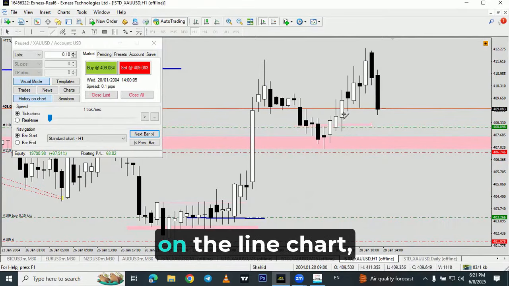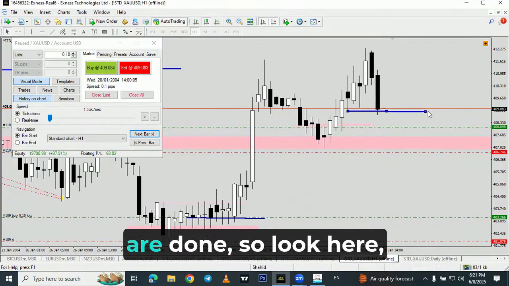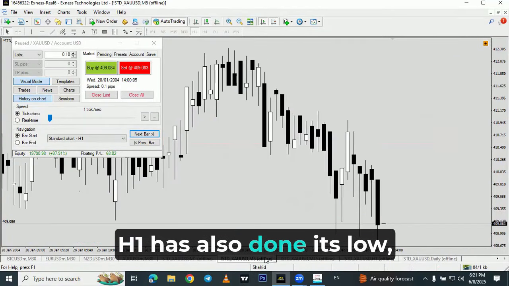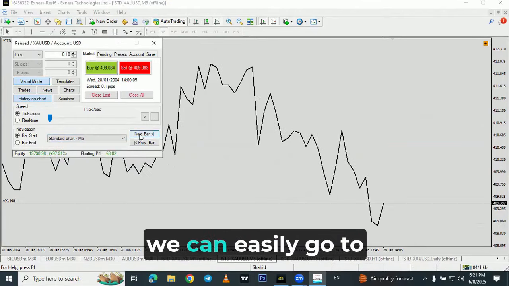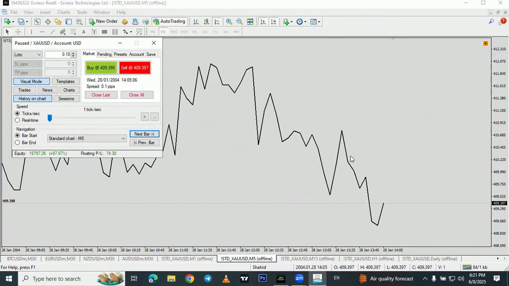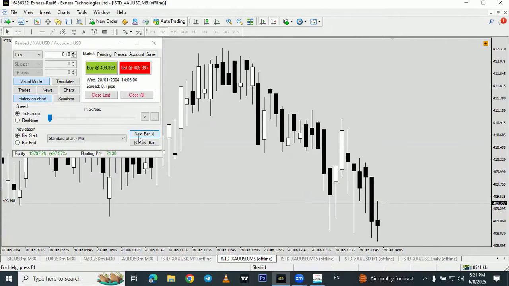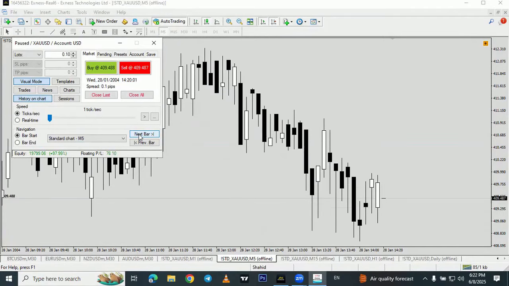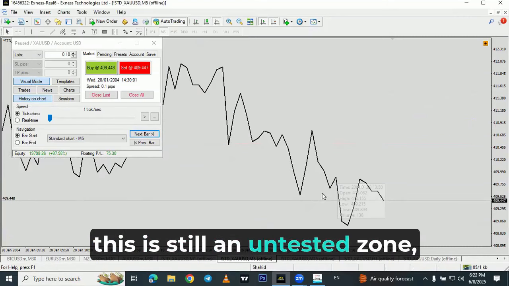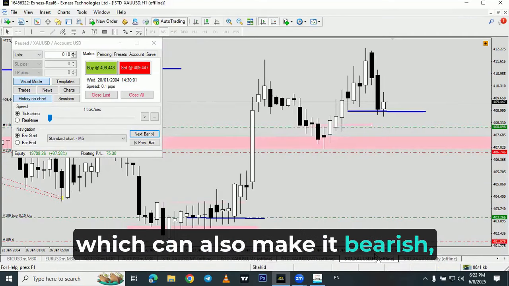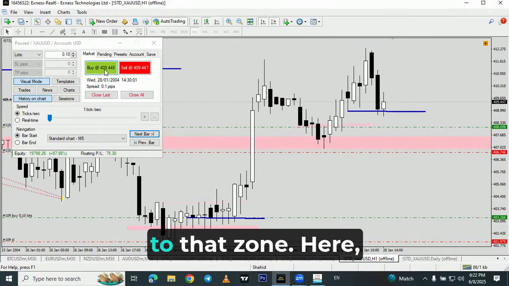Stay on the line chart. On the line chart, the buy side and sell side are done. So look here, H1 has also done its low. So here we do another buy, keep it below this low, and on daily we can easily go to this zone above. For us, this is still an untested zone, which can also make it bearish. So we can easily take the market to that zone.